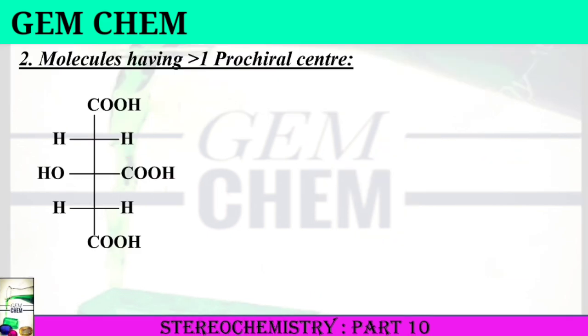Now we are going to talk about molecules having more than one prochiral center, and in this case we have this as the first one, this as the second center and this as the third center.